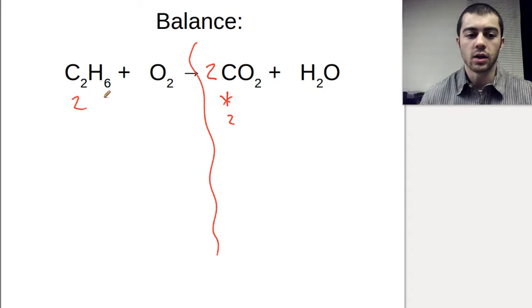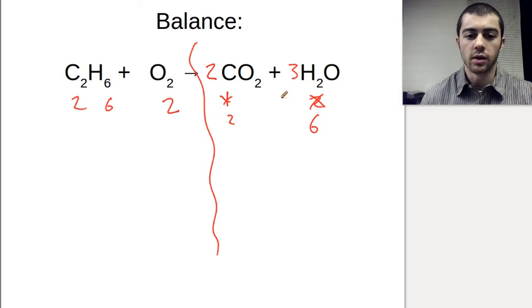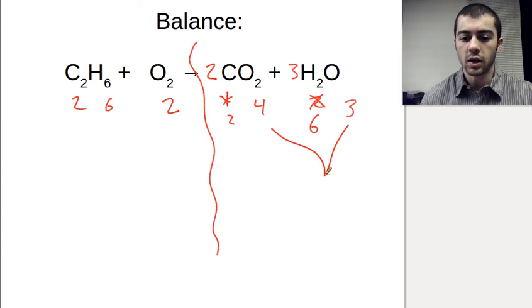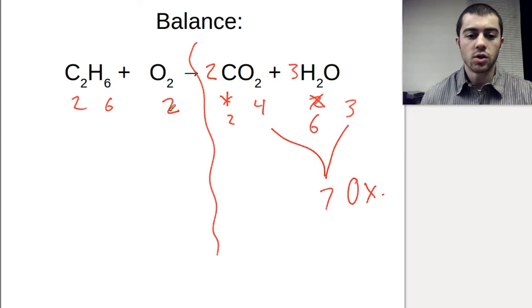We can look at the next element. We've got hydrogen. We've got 6 here, but only 2 here. So what times 2 would give us 6? We could put a 3 here, because now 3 times 2 would give us 6 hydrogens. So now we could count up the oxygens. We have 2 on this side, and then we have 2 times 2 would be 4, 3 times 1 would be 3, so this would make 7 oxygens. 7 oxygens on the right, 2 on the left.